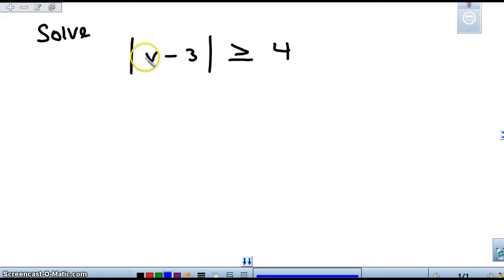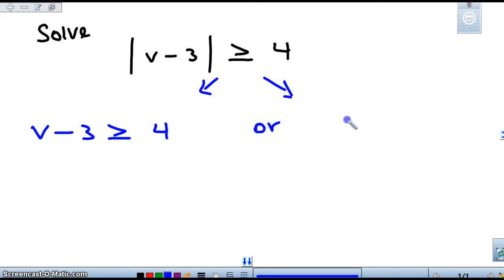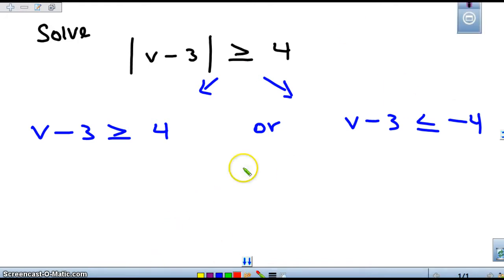If we have to solve the absolute value of v minus 3 is greater than or equal to 4, because there's an expression inside the absolute value, we have to write this twice. So v minus 3 is greater than or equal to 4, or v minus 3 is less than or equal to negative 4. So what happened? I flipped the sign and I added a negative.